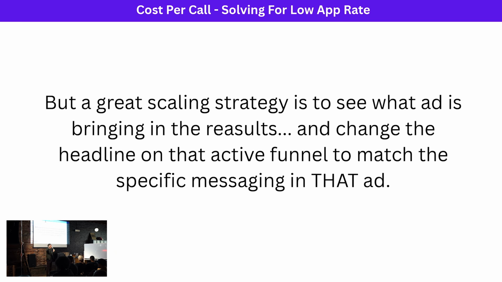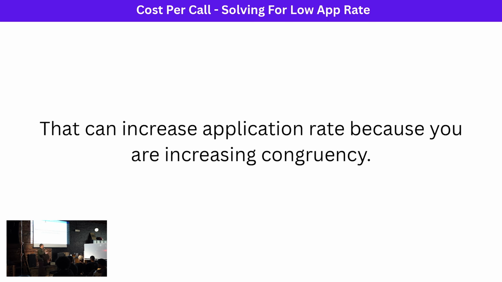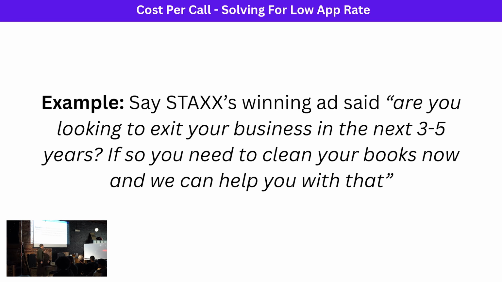So a great, again, scaling strategy is to see what ad brings in results. So it's getting spend and actually getting good leads and good results coming through, and change the headline on that active funnel that it's driving to match this specific messaging in that ad. So that can increase application rate because you're increasing congruency from where they came. This is a killer strategy to do.